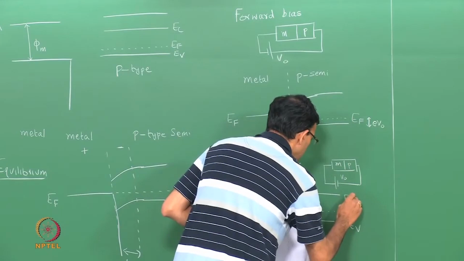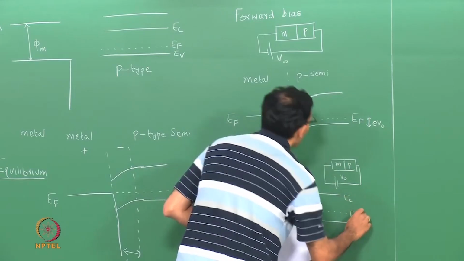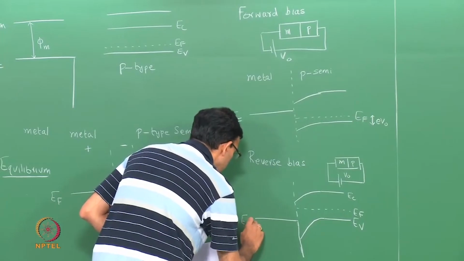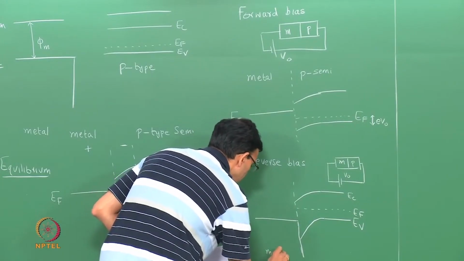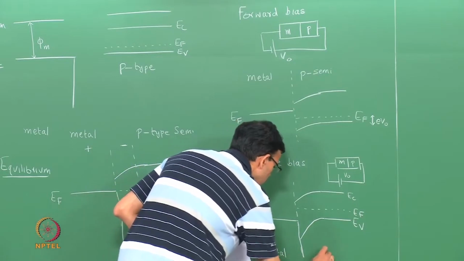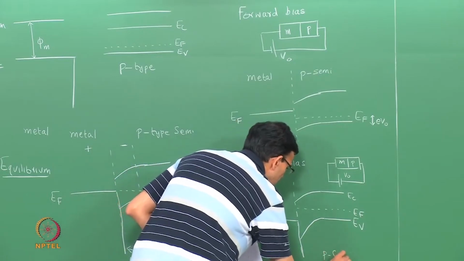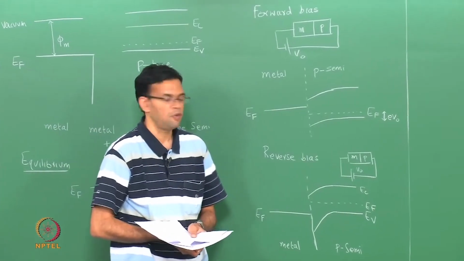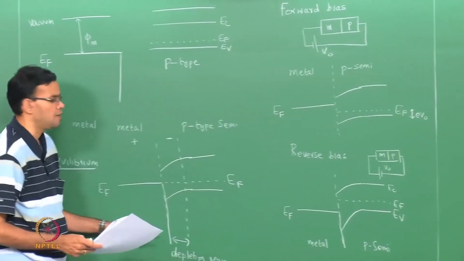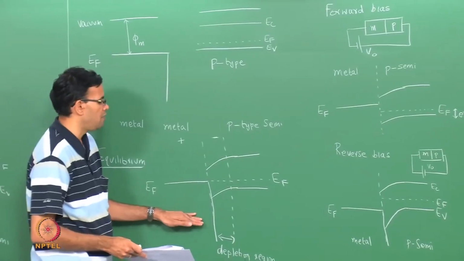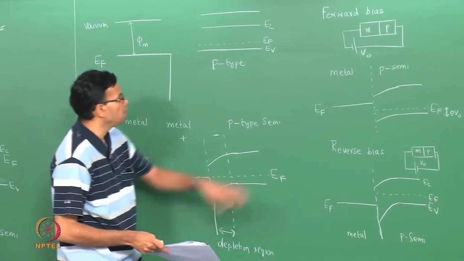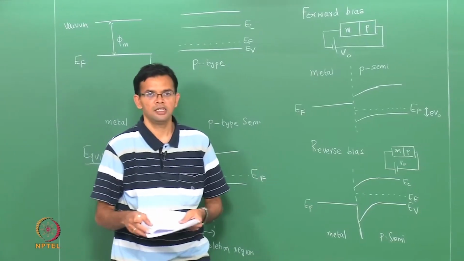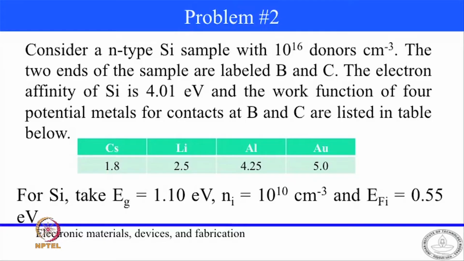EV, EC and EF. So, this is the metal and this is the p type semiconductor. So, this is a situation where we have a metal and a p type in equilibrium. This is the energy band diagram, forward bias and reverse bias. So, let us now go to problem 2.